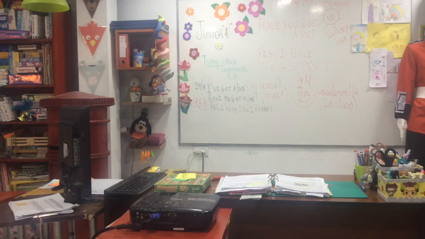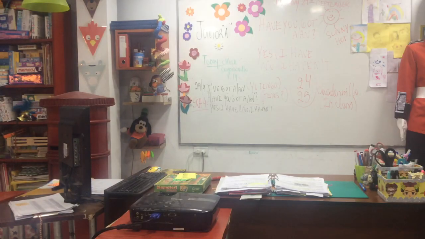Explico primero la tarea. What animal have you got? ¿Qué animal tenés? Página 26. What animal have you got? I've got, y vos vas a dibujar qué animalito tenés. I've got a cat, I've got a dog, I've got, completamos aquí y dibujamos. Eso va a ser de homework.